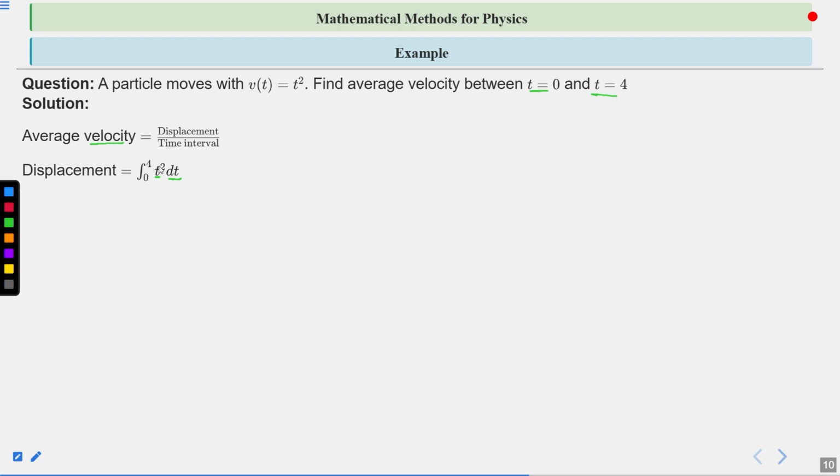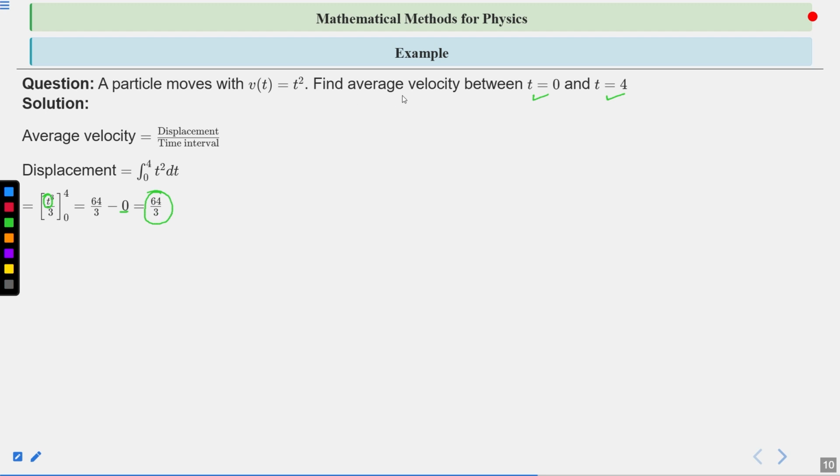So what will be the integration of t square? It will be t cube divided by 3. T cube divided by 3. Yes or no? So t cube divided by 3, and the initial limit is 0 and the final limit is 4. Now substitute the value of t. You will get 64 divided by 3 minus 0. So the final answer is 64 divided by 3. So this is the displacement.